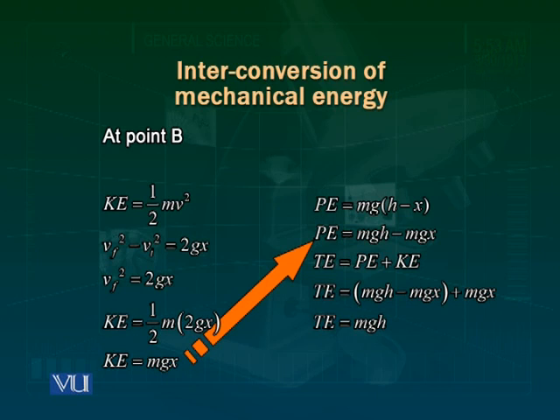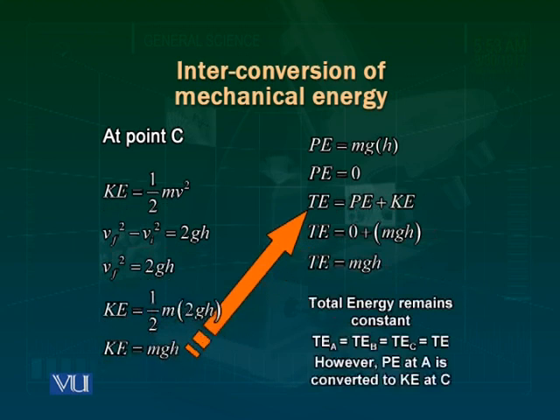Now the total energy, like we said, is the potential energy plus the kinetic energy. And as we can see, substituting the values, we find the total energy is mgh minus mgx plus mgx, which cancel out, and we find that the total energy is going to be equal to mgh.